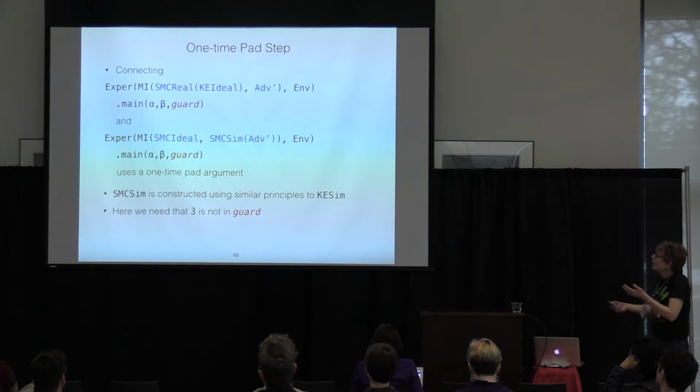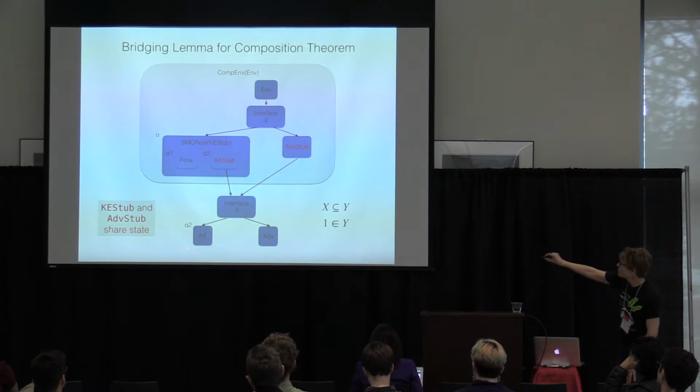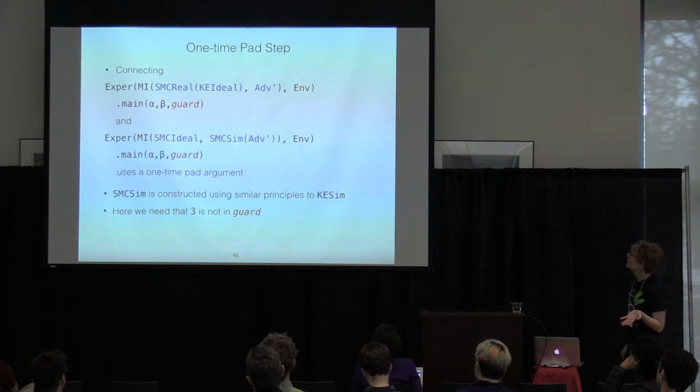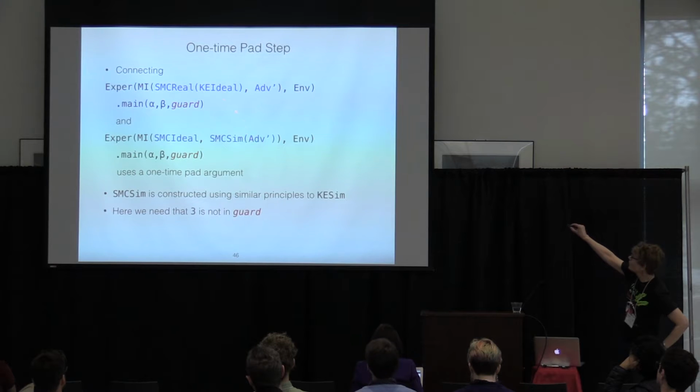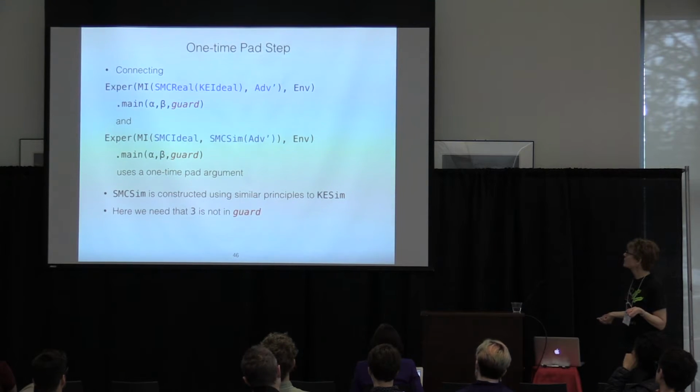So that we put that together with doing key exchange security, just applying it to this composed environment. So this is the right situation for key exchange security. That gives us the first step of our top-level proof. The second step is the one-time pad argument. We're going from SMC real of KE ideal and some adversary ADV prime to SMC ideal. So going like this, that's the one-time pad argument, totally bread and butter for EasyCrypt, the random tactic in EasyCrypt.